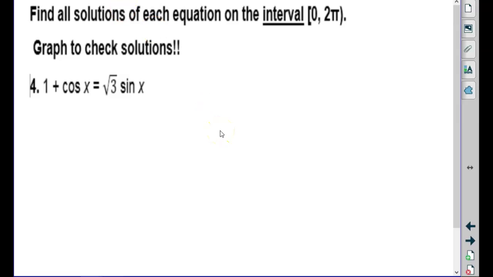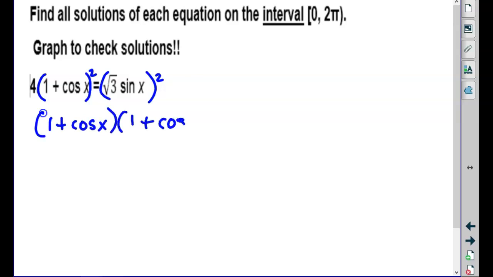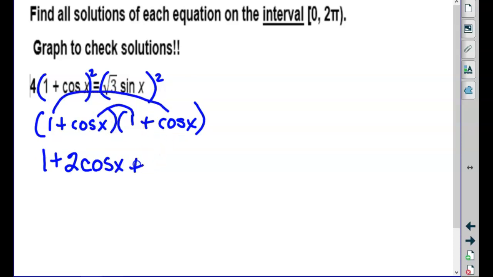All right. You may want to just watch this one because I'm not going to put this on the quiz anyway. But this is the kind where there's nothing to trade. So we actually would have to square both sides. So when you square 1 plus cosine times 1 plus cosine, someone tell me what we're going to get. Does everyone know where I got 2 cosine of x? And then a plus cosine squared.